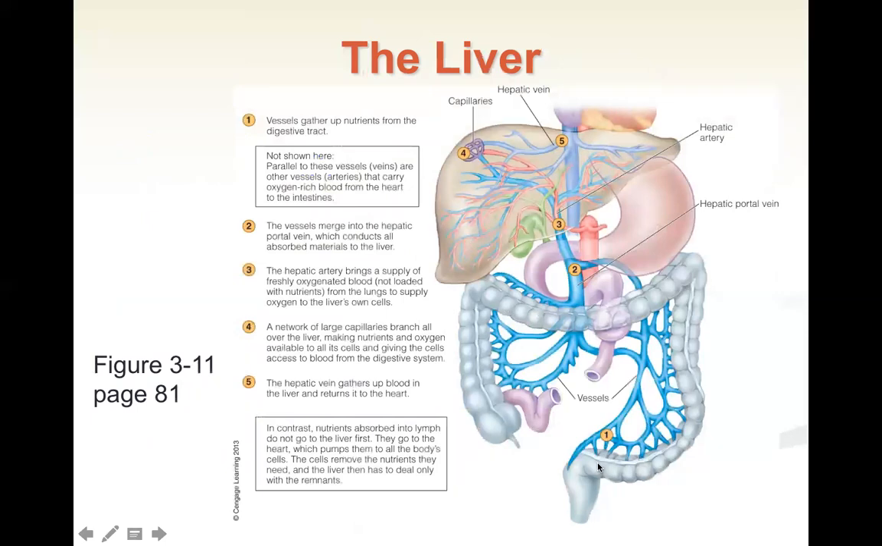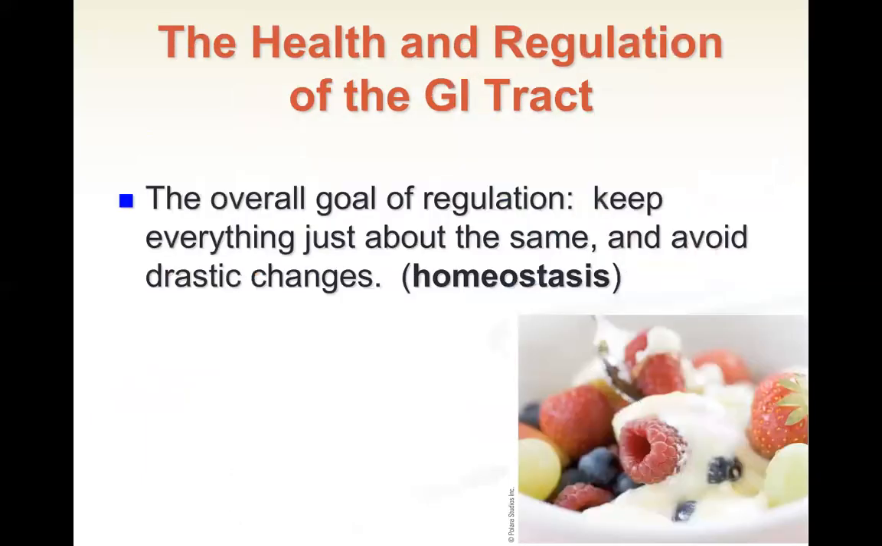The liver is not necessarily part of the GI tract, but it's considered what's called an accessory organ because having a liver is key to the function of the GI tract. So what is the goal of our GI tract? Our goal is to keep things balanced and avoid drastic change. And a word that can be used to describe this is homeostasis.